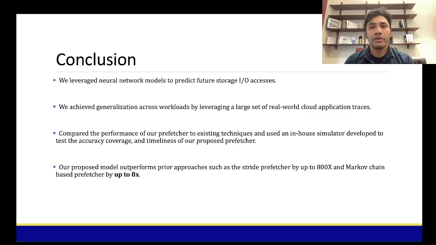So to conclude, we showed how to leverage neural network models to predict future IO accesses and achieve generalization across workloads by leveraging a large set of real-world workloads. We compared the performance of our prefetcher with state-of-the-art techniques and used an in-house simulator to test the accuracy, coverage, and timeliness of our prefetches. We showed that our proposed model outperformed prior approaches by 8 times and the stride prefetcher by up to 800 times on real-world workloads. That concludes my talk.